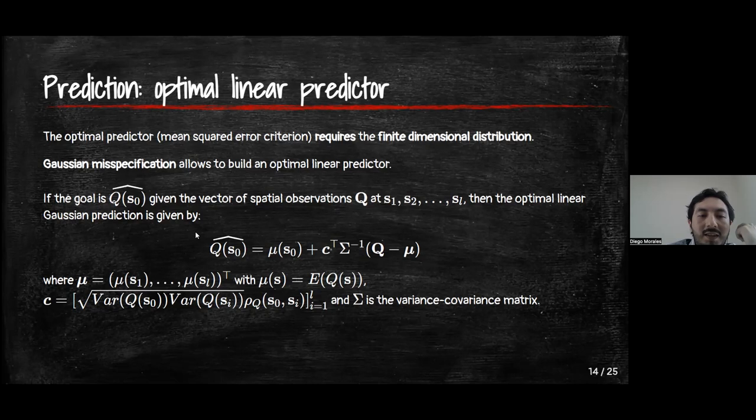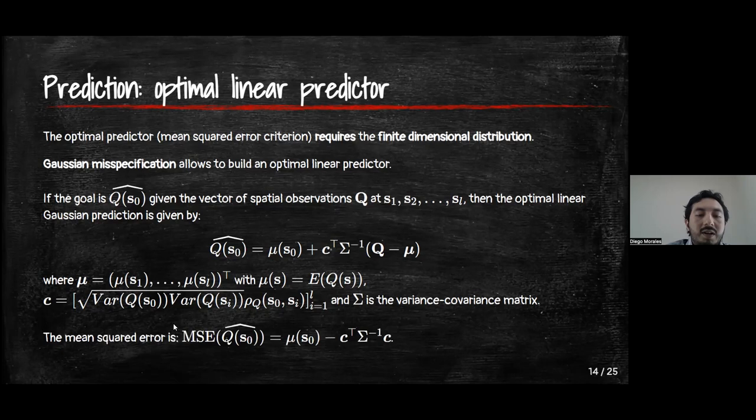The disadvantage of this approach is that we obtain a continuous predictor. Notice it's not a discrete predictor, as is the nature of the count random field, but it works pretty well. And the mean squared error is given by this equation.